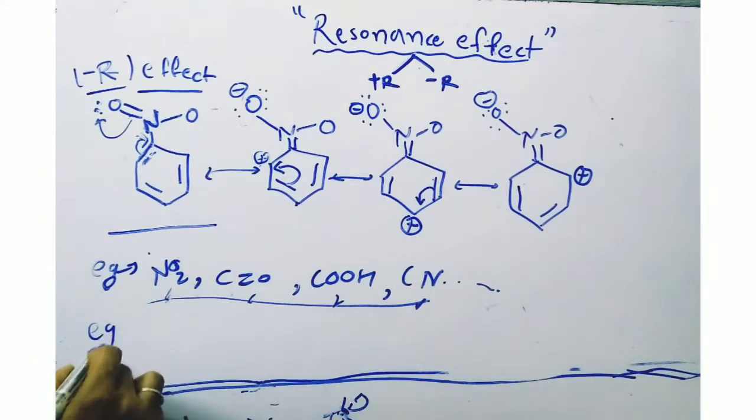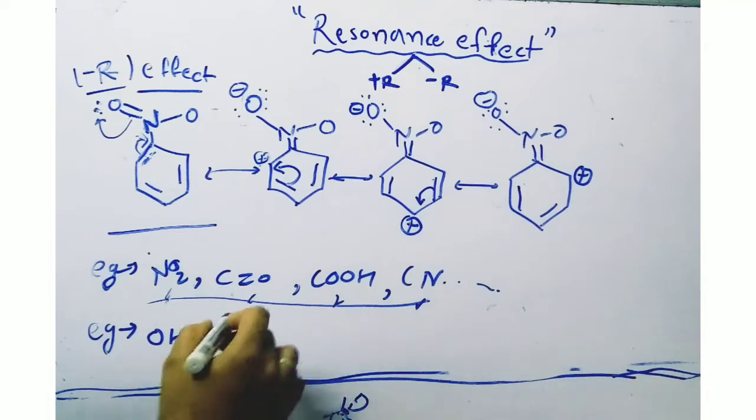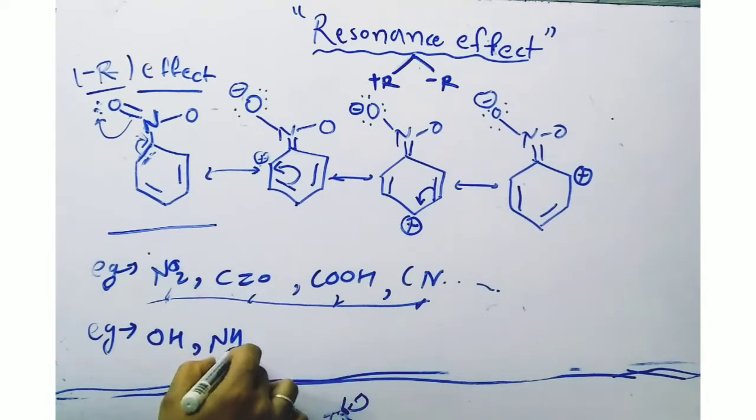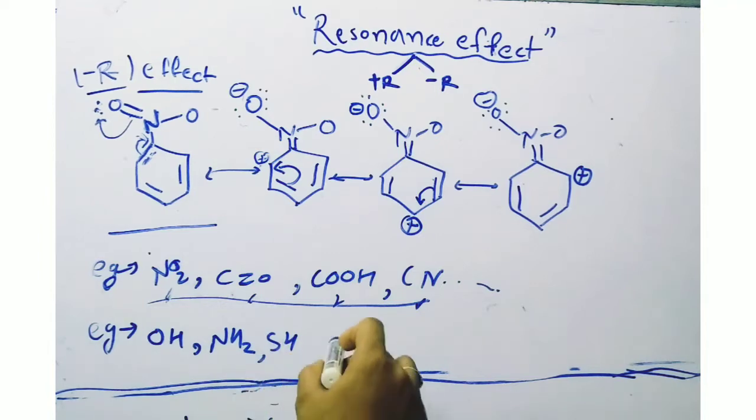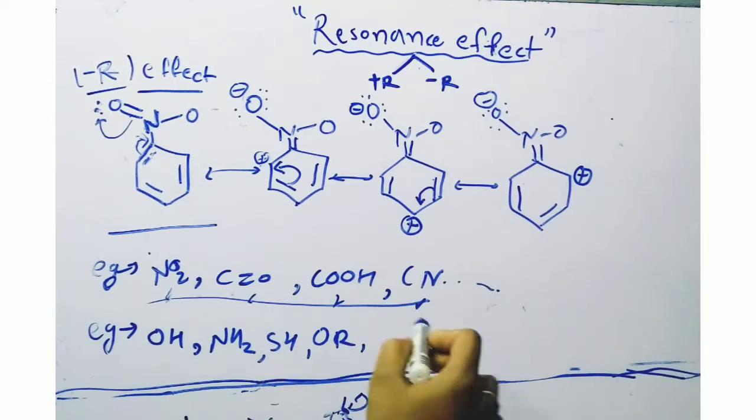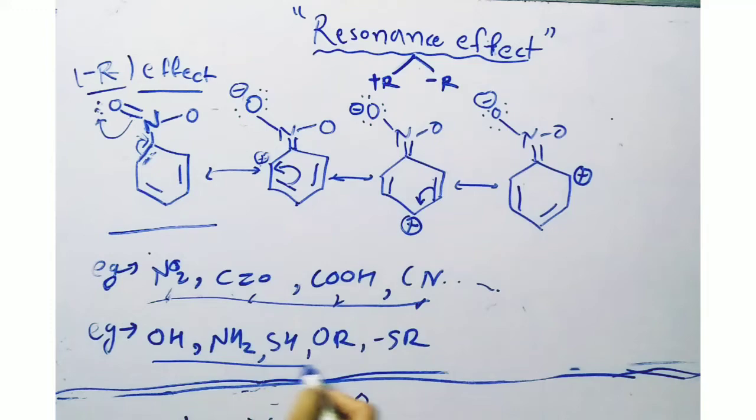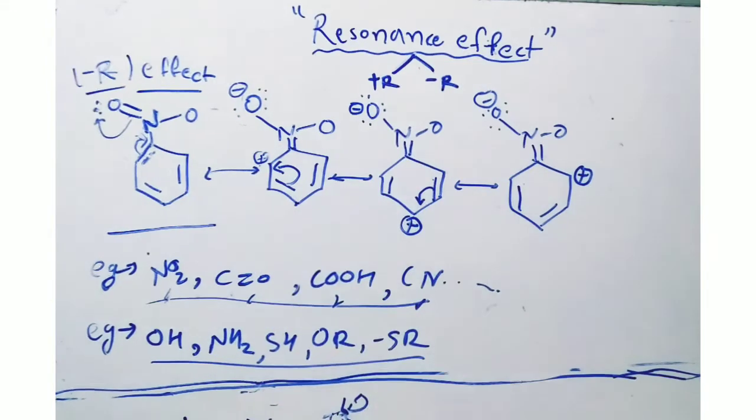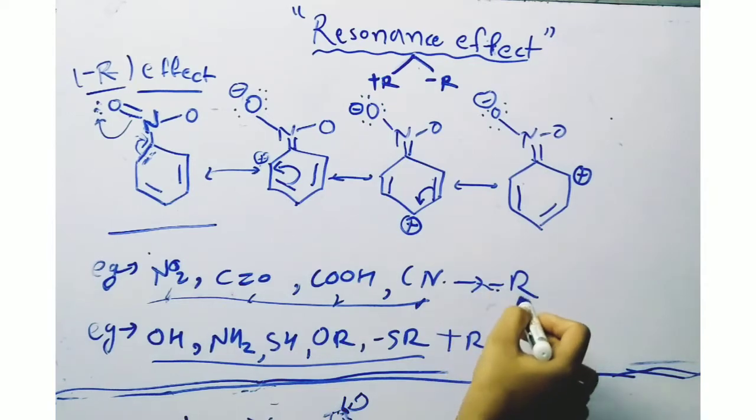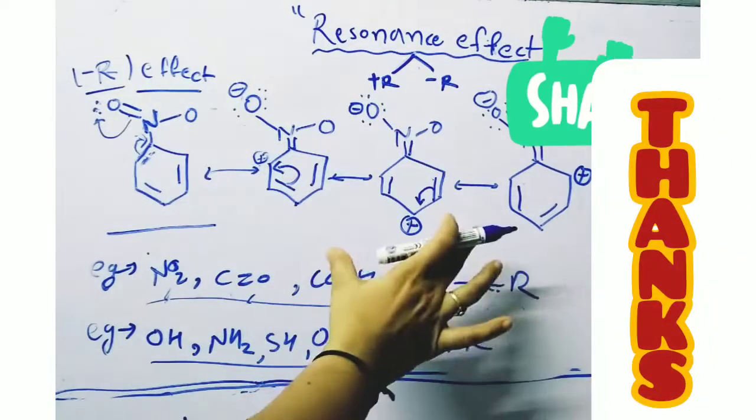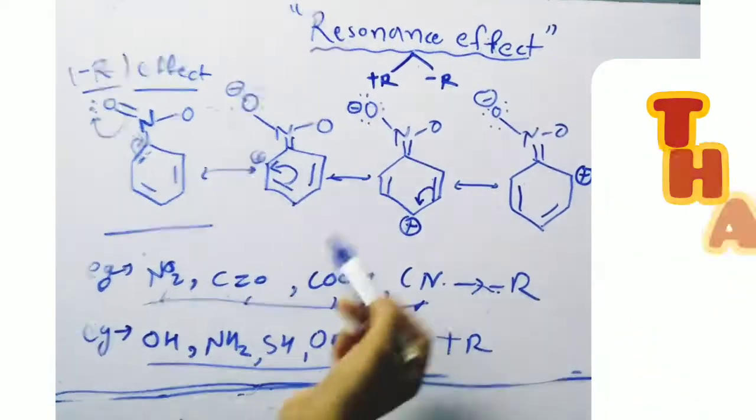And the examples of +R group will be OH, after that NH2, OH, NH2, SH, just having a lone pair of electrons, or OR alkoxide, or SR. There are also so many electron donating or releasing groups which show the +R effect, and this example shows the -R effect. So this was the resonance effect which is found in organic chemistry, which is very important to learn organic chemistry.